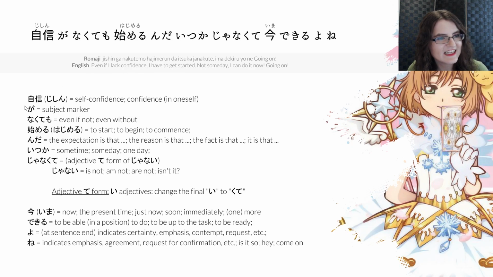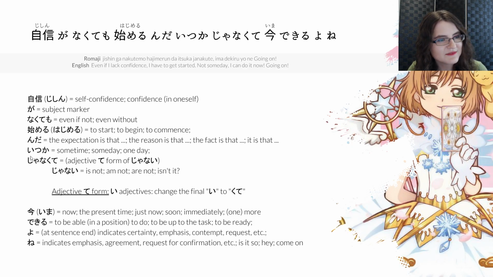So jishin is self-confidence, or confidence in oneself, and then ga makes that the subject marker, and then nakutemo is even if not, so even if you don't have self-confidence. Hajimeru, to start or to begin, and then nda is adding in an explanatory tone, like it is the fact that. So it's like you should start even if you don't have any self-confidence, just do it.